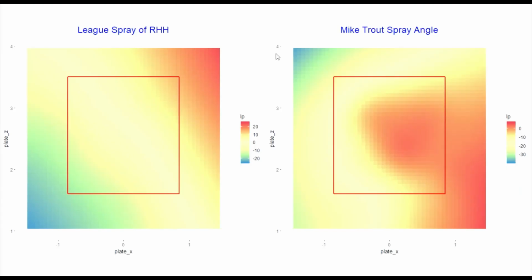After we zoom in, we can see it a little more clearly. We can see that our league spray of right-handed hitters is pretty linear like last time. Mike Trout's looks like he'll really pull the ball if it's up and in, and as the ball is pitched away, you can see the axes are a little bit different. So as the ball is pitched away, he'll typically hit it up the middle. So he's more of a pull, up the middle type hitter compared to the league spray angle.